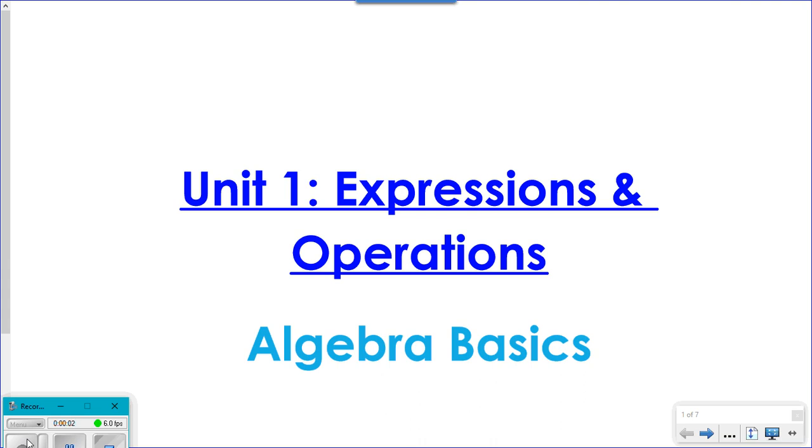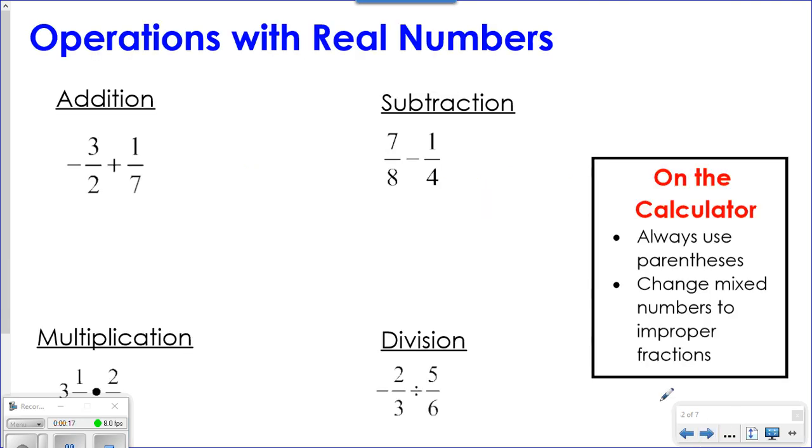Alright, so today we're going to continue with Unit 1 with what we call the Algebra Basics. And these are the important skills that form the foundation for most of the work that we're going to do this year. Every topic that we do is going to relate back to these in one way or another. The first topic is dealing with real numbers, and in particular fractions.